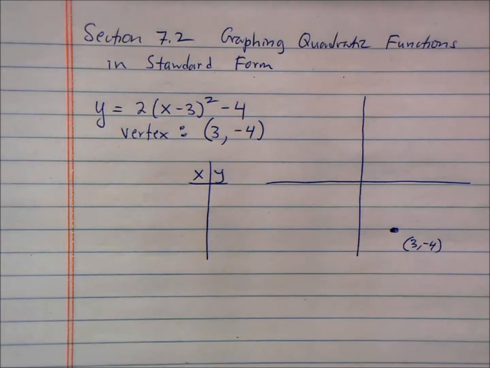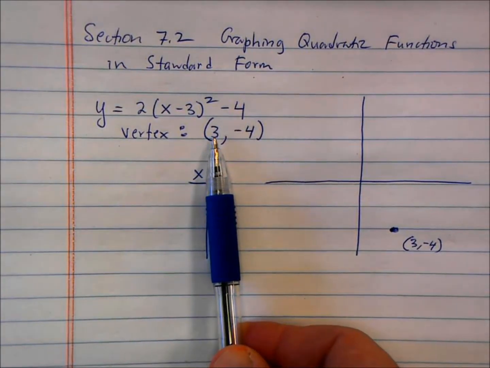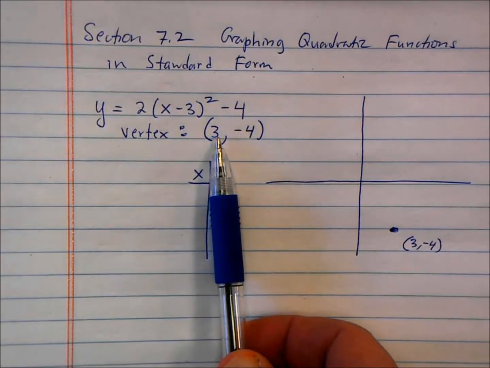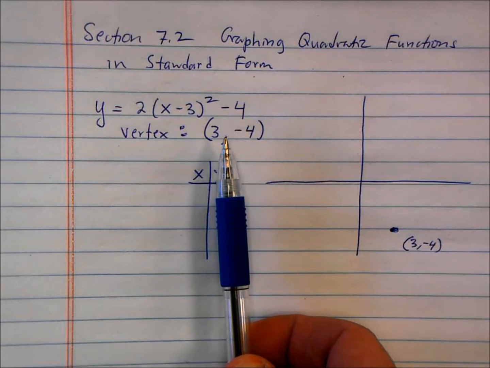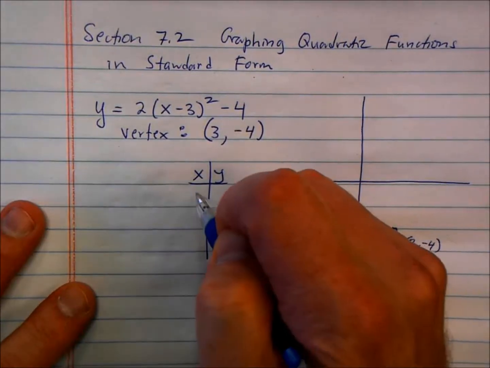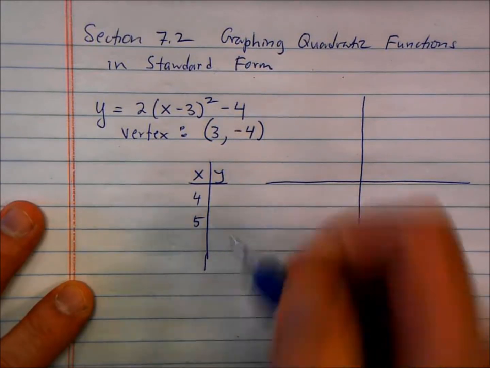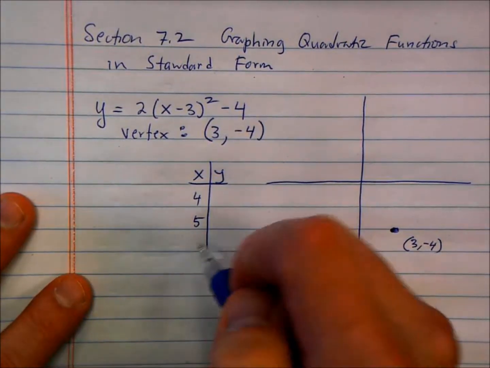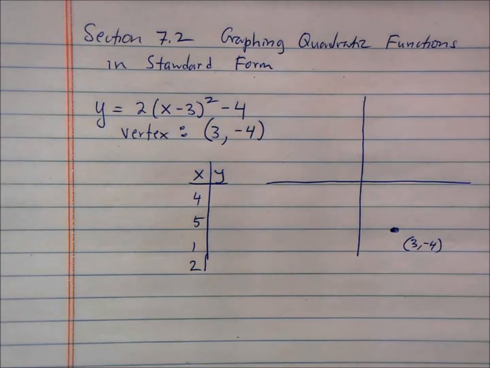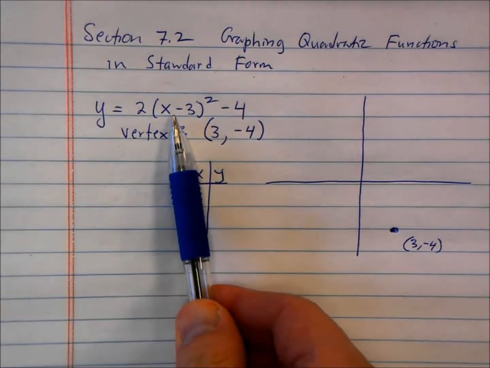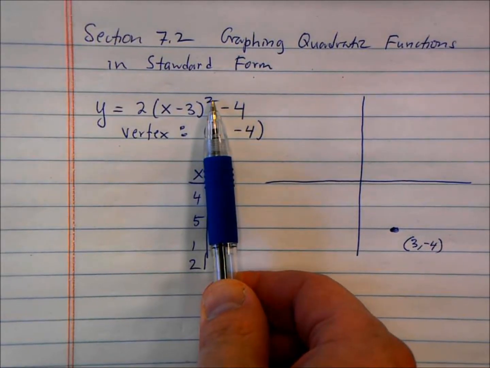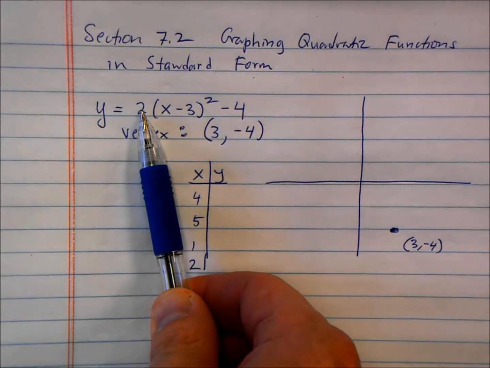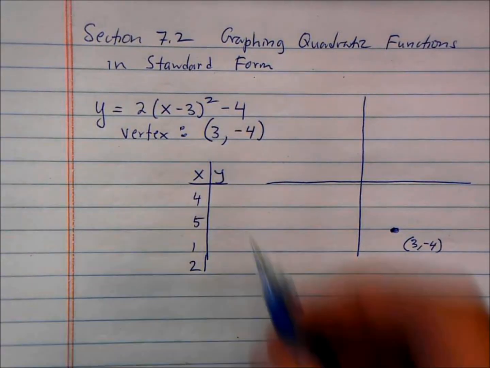Okay, so what we did now is we built ourselves a little table. And we picked 4 numbers. We picked our favorite 2 numbers bigger than the number 3, and our favorite 2 numbers smaller than number 3. What were our 2 favorite numbers bigger than 3? 4 and 5 are usually our favorite numbers bigger than 3. And then we pick our 2 favorite numbers smaller than 3. 1 and 2. Okay, so now we've got to plug in 4. If I plug in 4, I have 4 minus 3. 4 minus 3 is 1. 1 squared is 1. 1 times 2 is 2. 2 minus 4, negative 2.